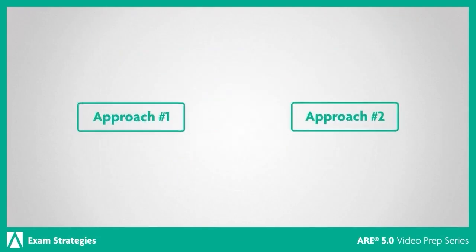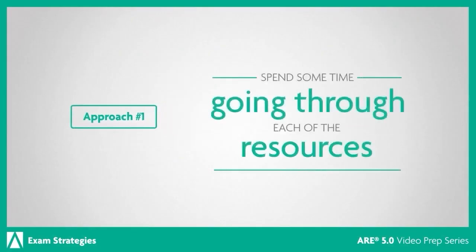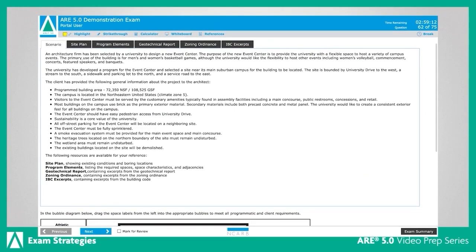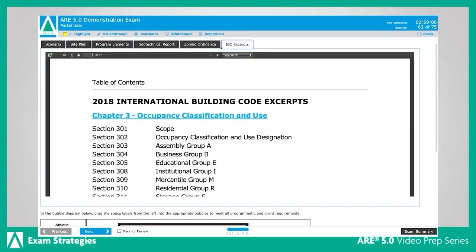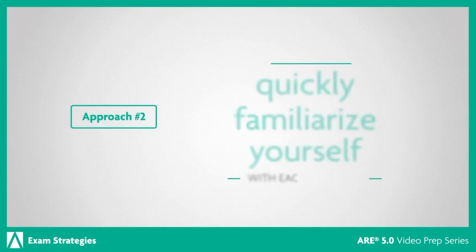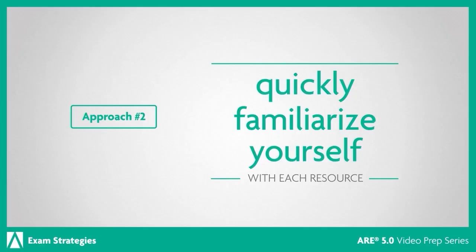NCARB recommends using one of 2 approaches to case study resources. The first approach is to spend some time going through each of the resources before looking at any related items, so you know what types of information are contained in each resource. You can take notes on the resources using your whiteboard. A second approach is to quickly familiarize yourself with each resource and then jump into the items, referring back to the resources as each item requires. Whichever approach you use, remember that you won't need to read every word of every resource. If you attempt to do this, you may run out of time.